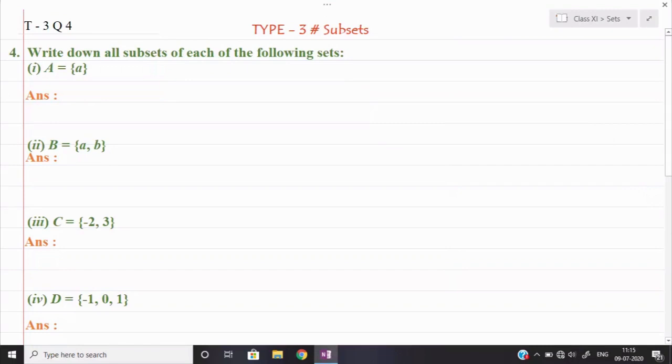Today we are going to start in type number 3, question number 4 onwards. Already we have finished question number 1, 2 and 3. In that we have seen the concept of subset. What is a subset? And how to write down the subset in the given question.